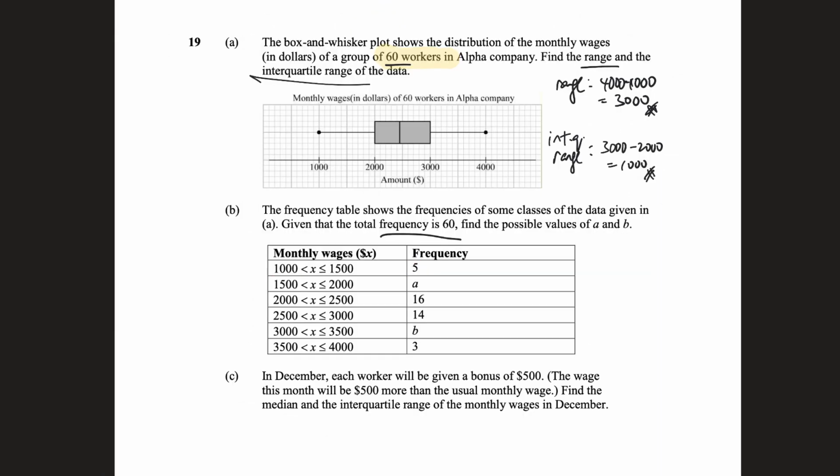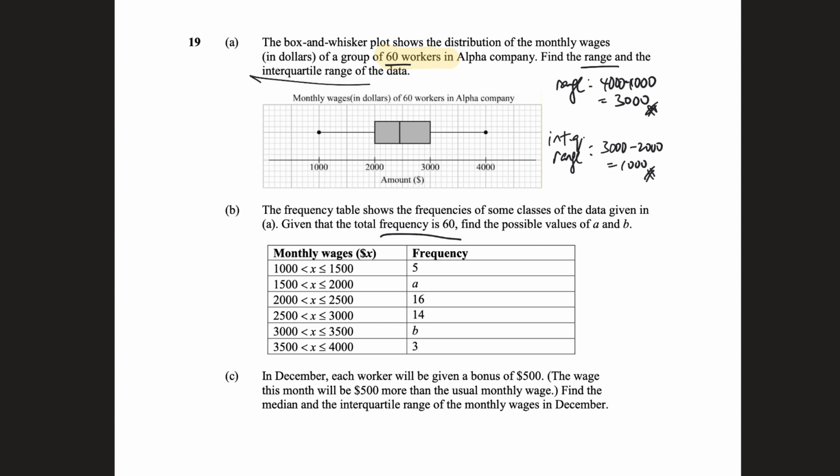If you want to relate it back to the box and whisker plot, it means 5 workers are between 1000 and 1500, which is here. So 5 workers lie within this range. And between 1500 and 2000, there are A workers. Between here and here, there are 16 workers. And 14 workers lie within this range, and so on and so forth. Now they're asking for the possible values of A and B.